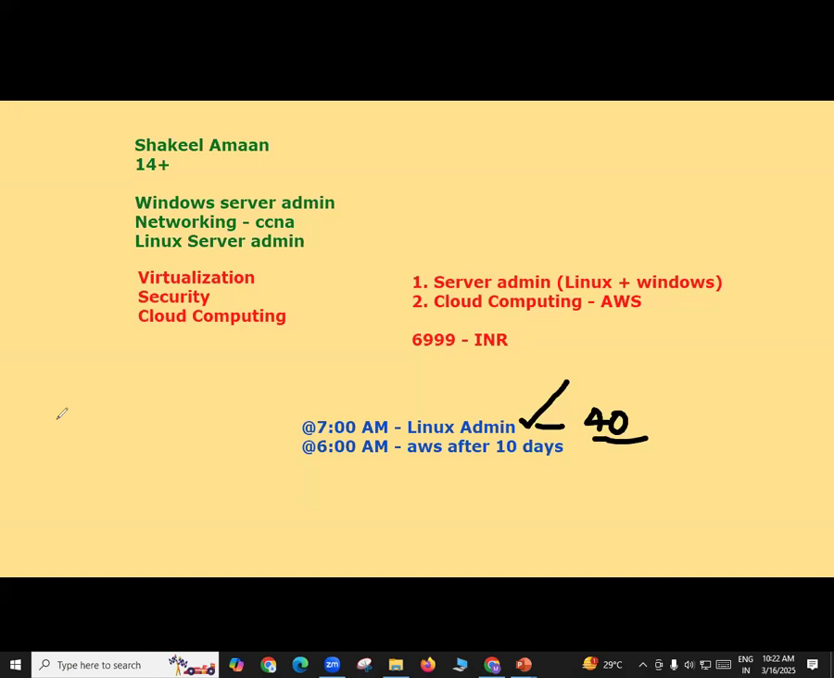Okay, all the possible options are available for you. It's not that you have to do it parallelly, but what I'm saying here is if you have time, then do it parallelly. But if you don't have that much time, then go separately. That's it.